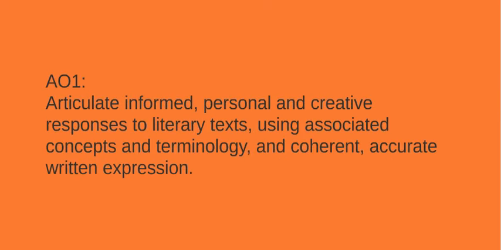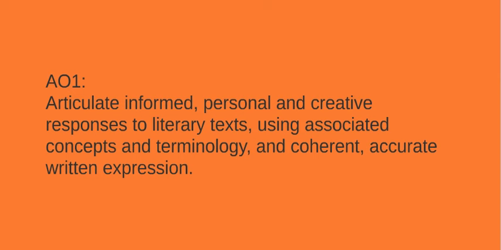We're still looking at assessment objective one: informed, personal, creative responses using associated concepts and terminology, and coherent, accurate written expression. If you've been watching the series so far, we've really got to the point where we've learned a lot of literary terminology, and we've had a little look at how you can use it in an analysis. But now we're going to move on to the three big areas of analysis: language, structure, and form.